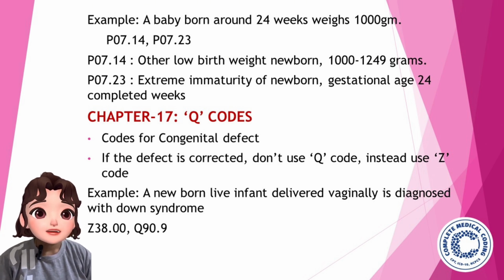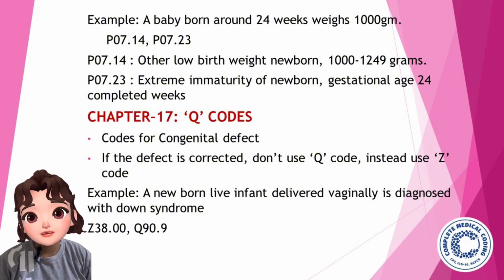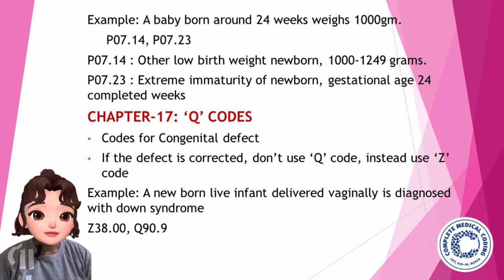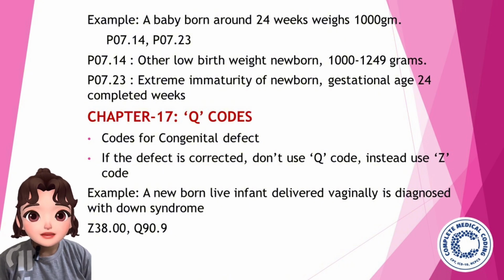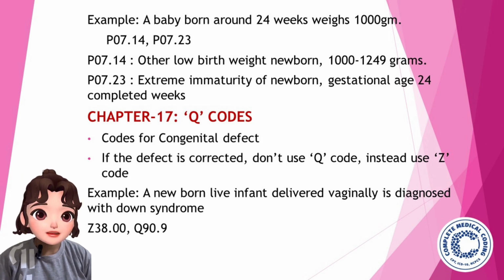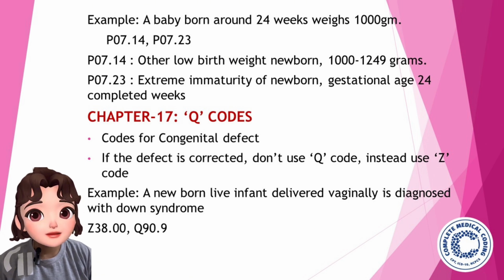For example, a newborn live infant delivered vaginally is diagnosed with Down syndrome. So, a newborn baby is delivered vaginally, but the baby is diagnosed with Down syndrome. So, you have to code for the vaginal delivery, like the normal delivery code Z38.00, along with the Down syndrome code, which is Q90.9. Okay. So, not many guidelines from Q codes.